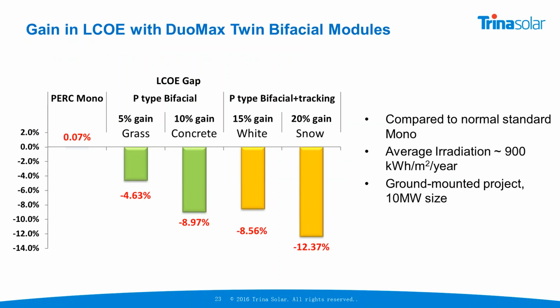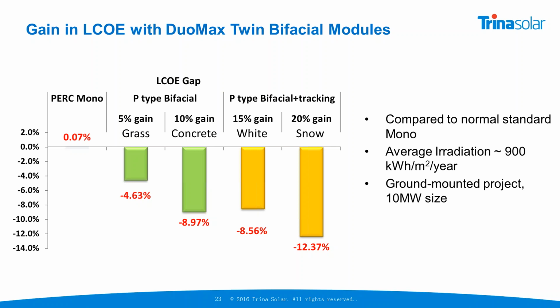LCoE gain. This is a very interesting graph and probably the most interesting for you. How much can you lower LCoE with bifacial modules? And we compare here with standard mono modules for an average irradiation of about 900 kilowatt hours per square meter per year, which is roughly the case in middle Germany. And it's a ground-mounted system with a size of 10 megawatts.